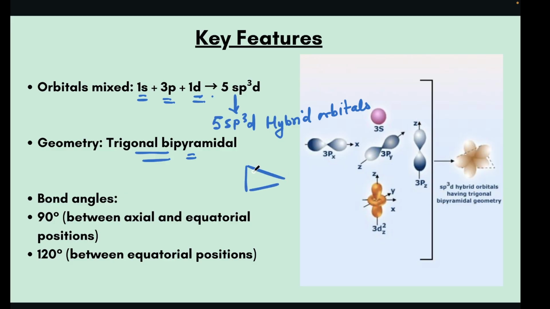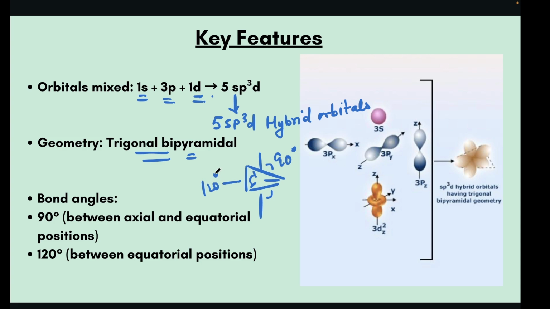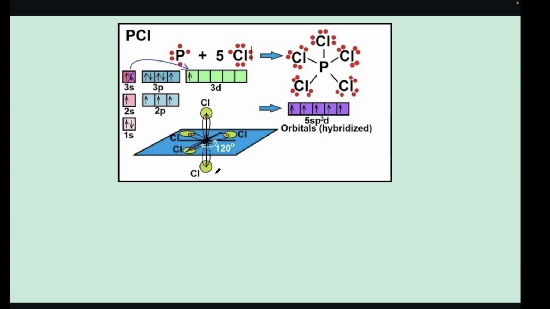like this. The bond angle between axial and equatorial position will be 90° and the angle between the equatorial position will be 120°. Like here I am showing the example of phosphorus pentachloride.